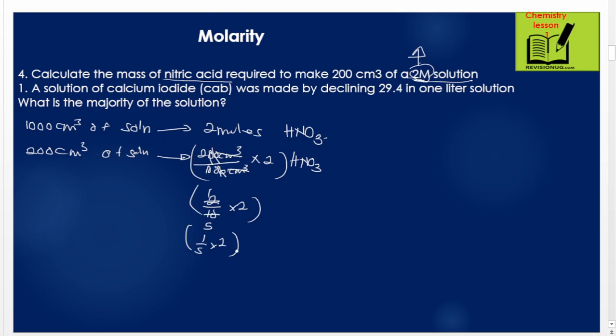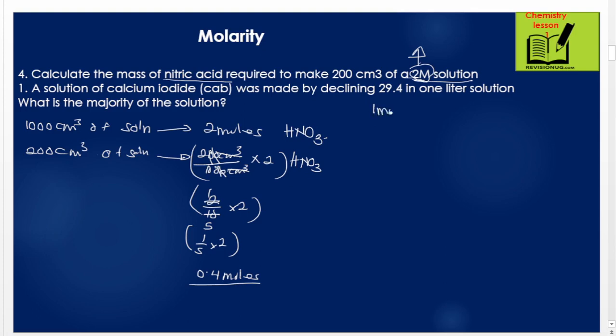Now let us use a calculator here. This one says 1 divided by 5, then times 2. We are getting 0.4 moles of nitric acid. But now this one is in moles. Now what do we want? We want these moles to be in mass. We need to take this into mass using our leading statement.